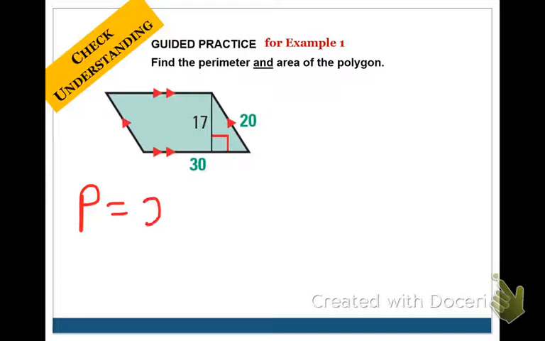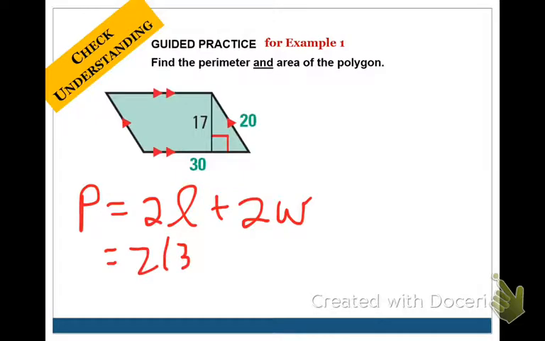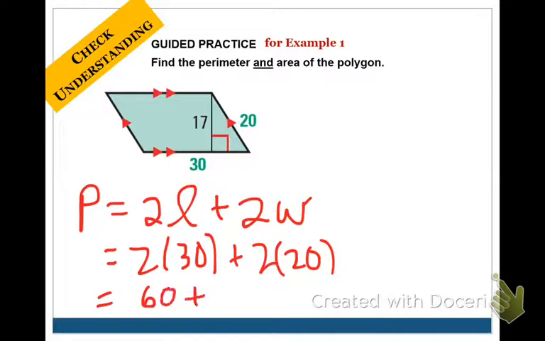Right, it's two. Perimeter is 2 times the length. For a four-sided shape, it's 2 times the length. For a parallelogram, it's 2 times the length plus 2 times the width. So she plugged in 2 times 30 plus 2 times 20. That equals 60 plus 40, which is 100. 100 units squared.